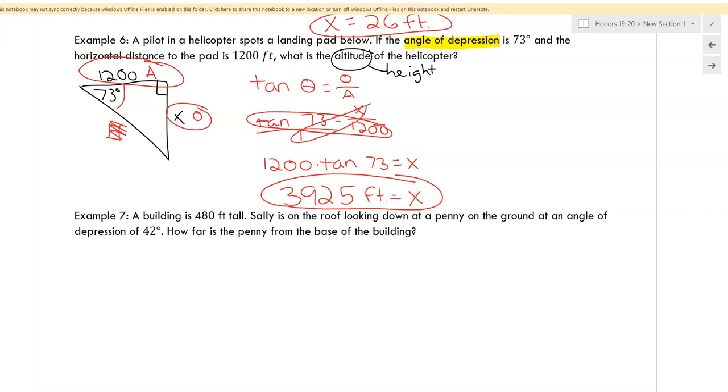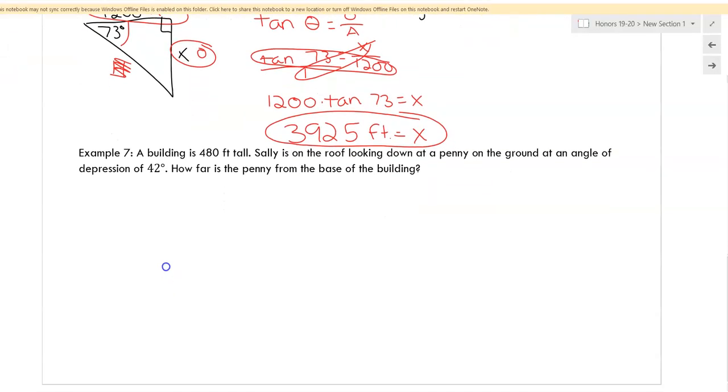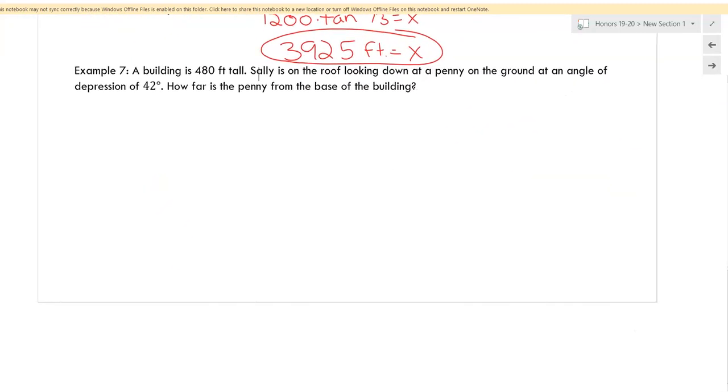All right, last example we're going to look at today, example 7. A building is 480 feet tall. Sally is on the roof looking down at a penny on the ground at an angle of depression of 42 degrees. How far is the penny from the base of the building? So again, this is an angle of depression problem. A building is 480 feet tall. Our angle of depression is 42 degrees. How far is the penny from the base of the building?